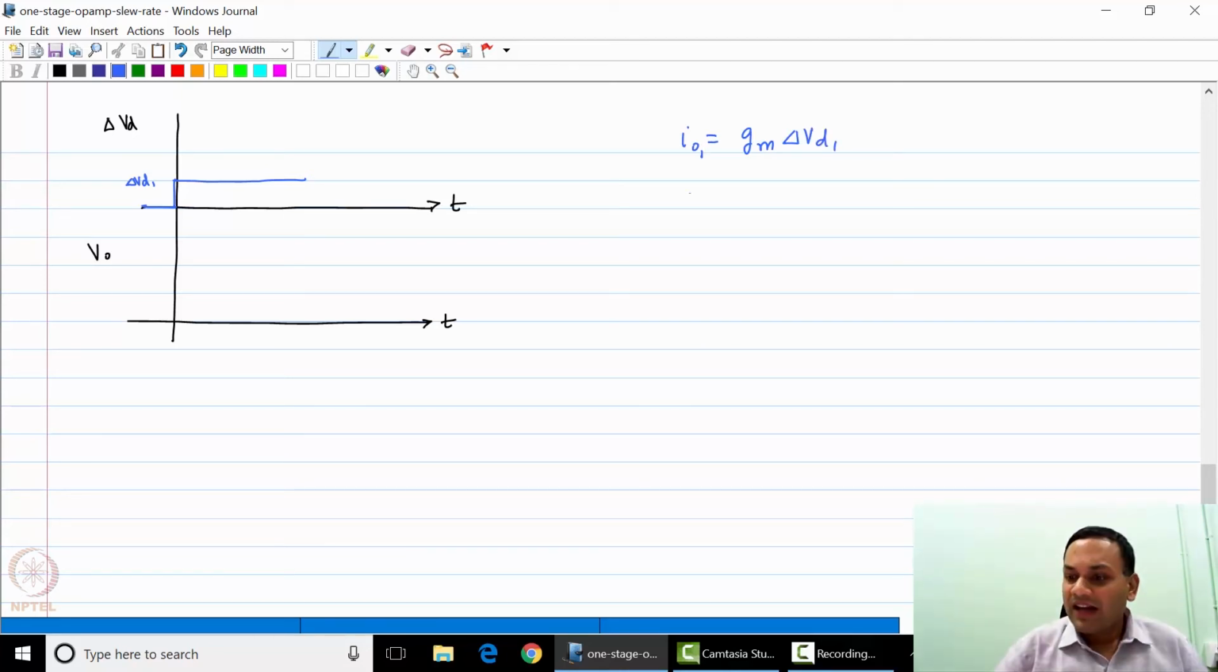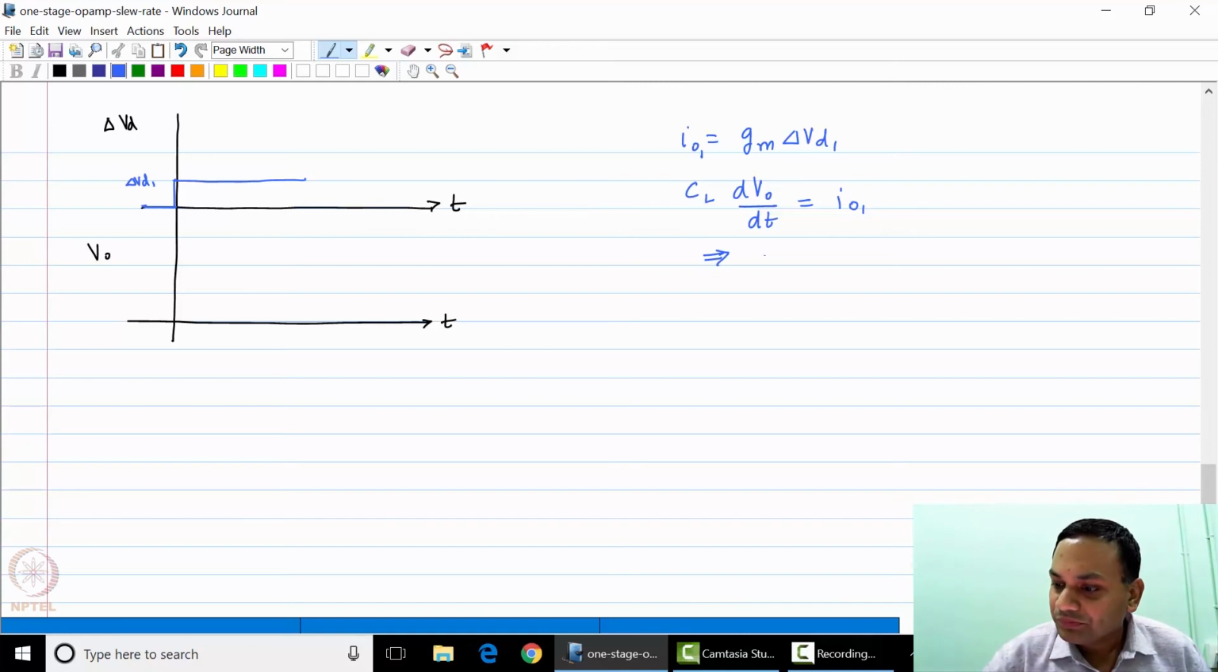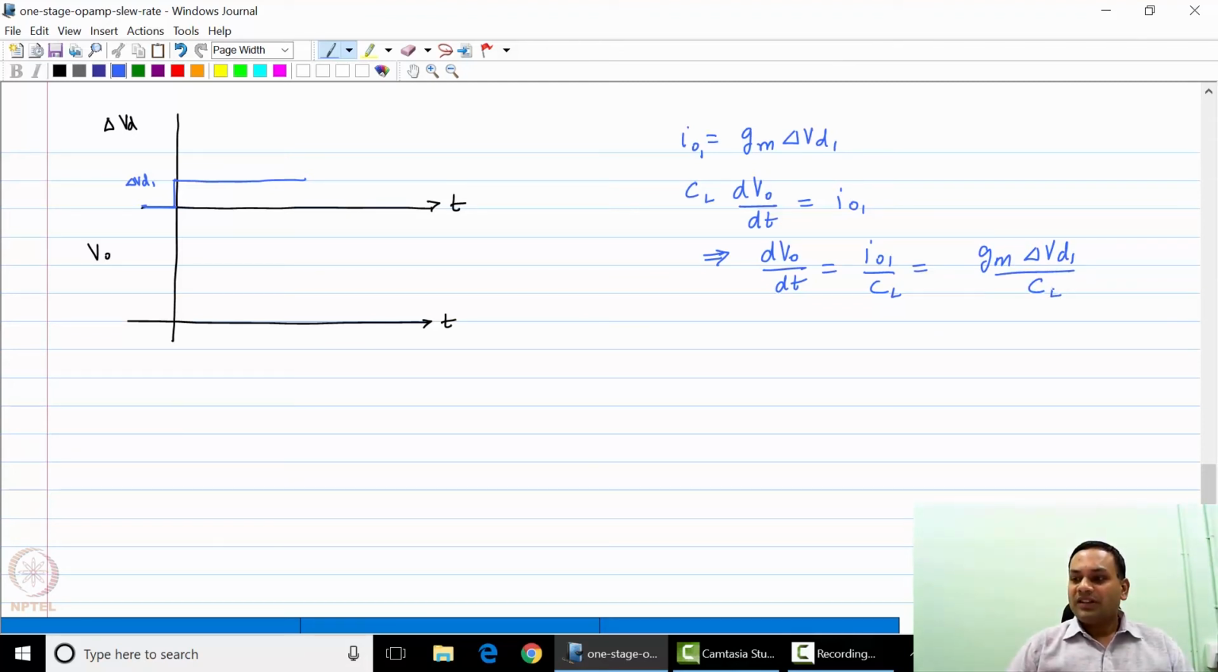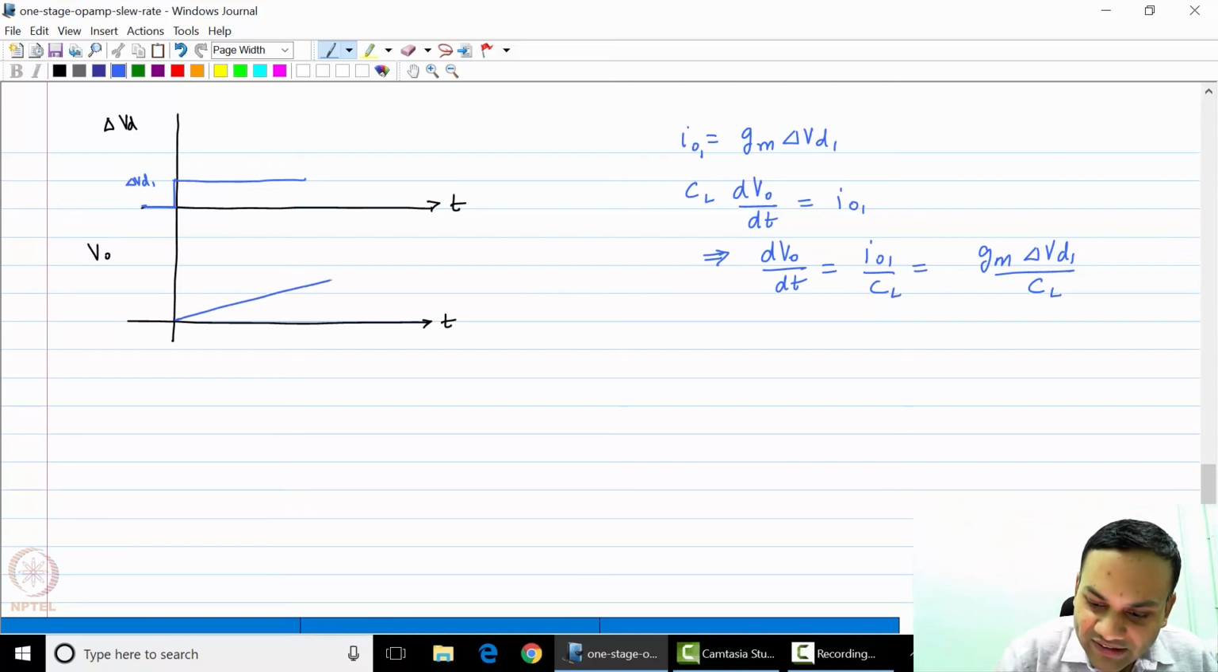So this is IO1. And for the capacitance, I can say CL dVO by dt is equal to IO1, because all of this current flows through the capacitor, and therefore dVO by dt is IO1 by CL, which is GM delta VD1 by CL. Clearly, the dVO by dt is a constant because delta VD1 is constant, CL is constant, and GM is constant. Therefore, the output rises as a ramp because the output current is constant.